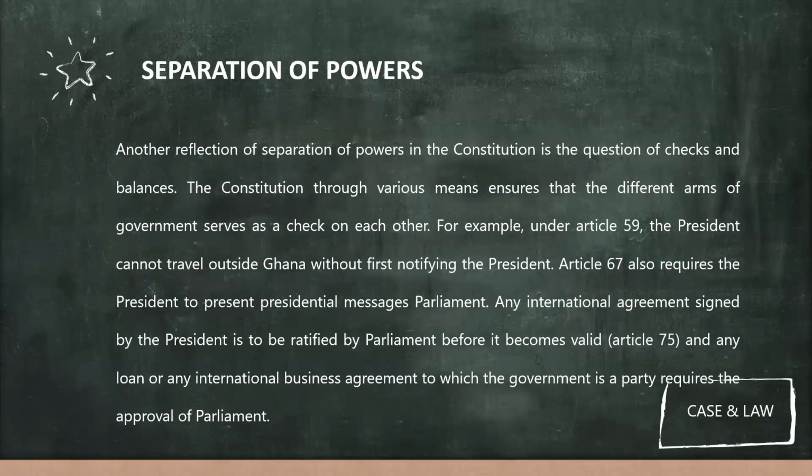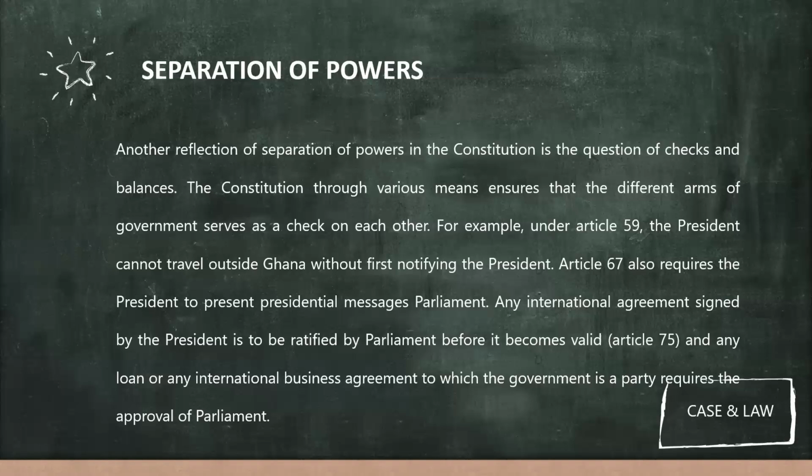So another reflection of separation of powers in our constitution is the checks and balances, and I think I've already mentioned that, which is that the various arms of government seem to check one another. An example is Article 59, where we notice that if the president is about to travel, the president would have to notify parliament. So the president cannot travel without first notifying parliament.